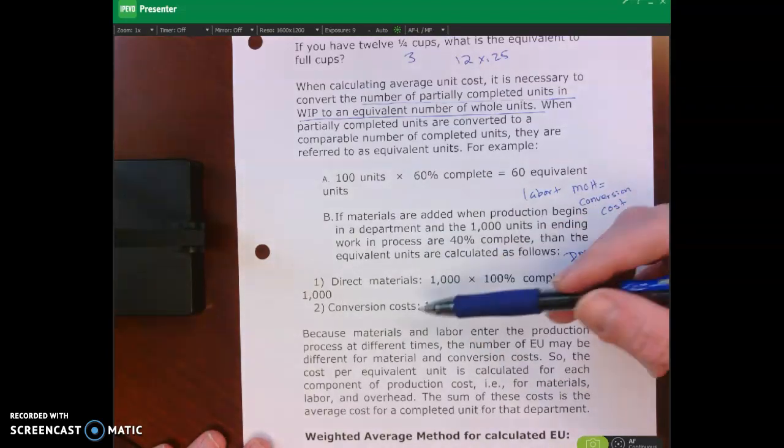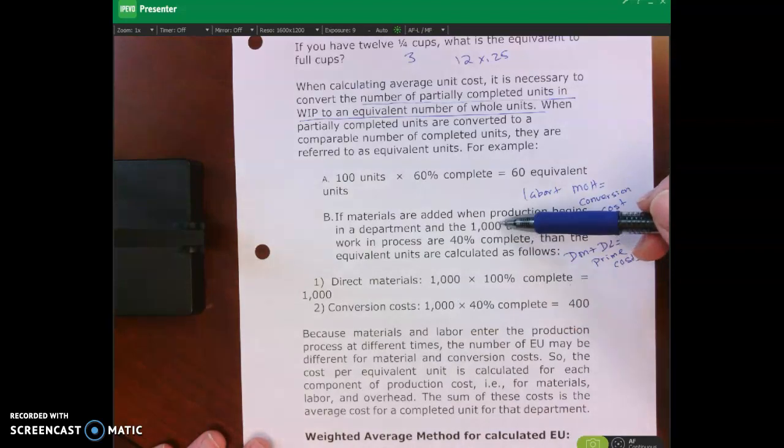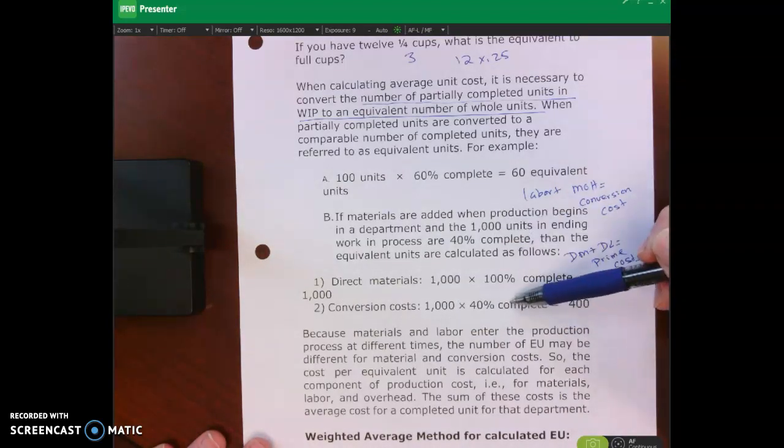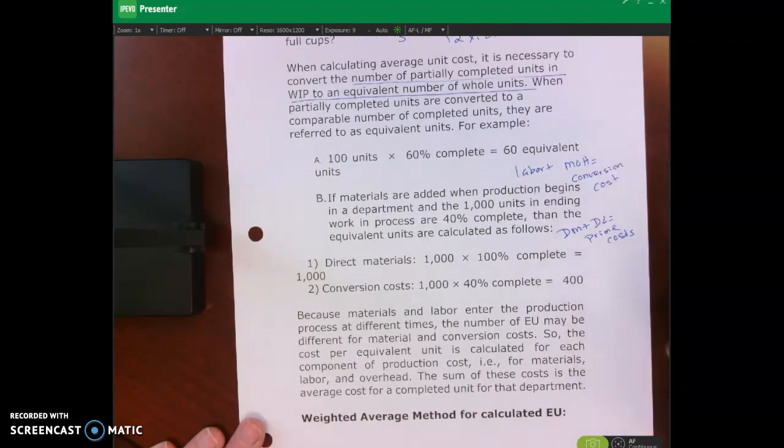With respect to conversion, it's those 1,000 bars of soap, and they're only 40% complete with respect to labor and overhead, or conversion costs, 400 units. Okay? Again, why can this happen? It's because they're added at different points in the production process. Okay?